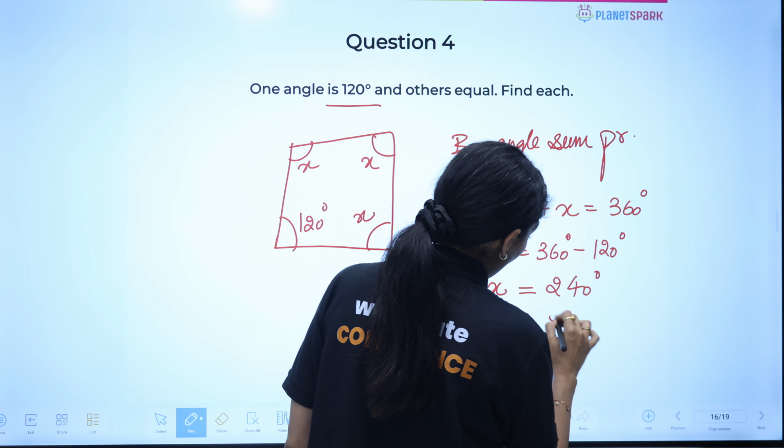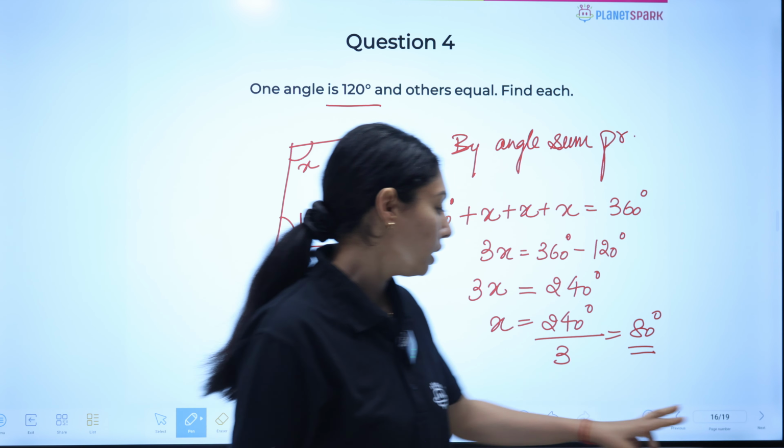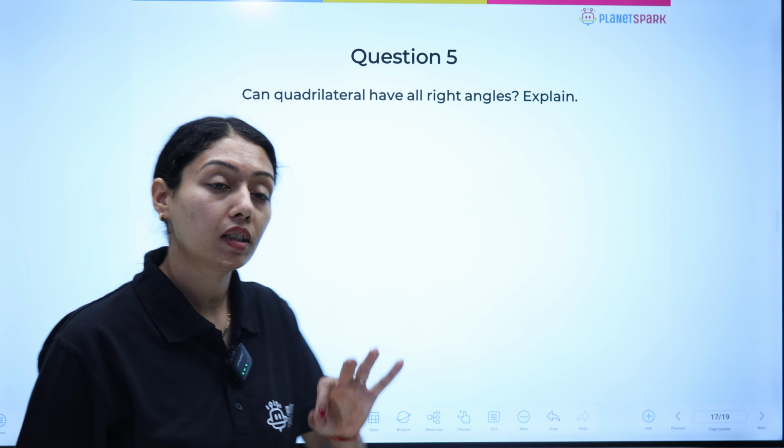So we have got the value of x as 240 degree by 3. Yes, what is the value everybody? 80 degrees. So rest three angles का sum क्या होगा? 80 degrees. And that's the right angle. So each angle will be 80 degree, not the sum of three. Each angle will have the measure 80 degree.